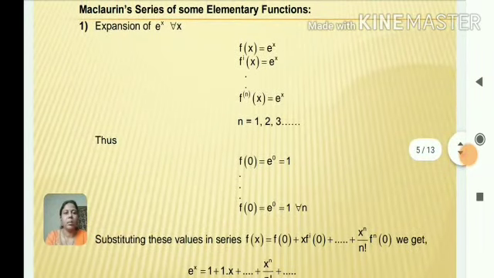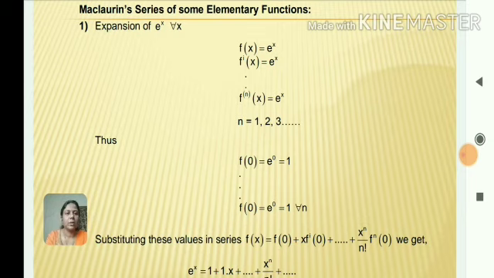Now we'll see Maclaurin's series of some elementary functions. So firstly we'll see expansion of the function e raised to x for every x. Friends, here f(x) is e raised to x. You know that all the derivatives of this function are again e raised to x. So f'(x) is e raised to x, f''(x) is e raised to x, and f^(n)(x) is again e raised to x.